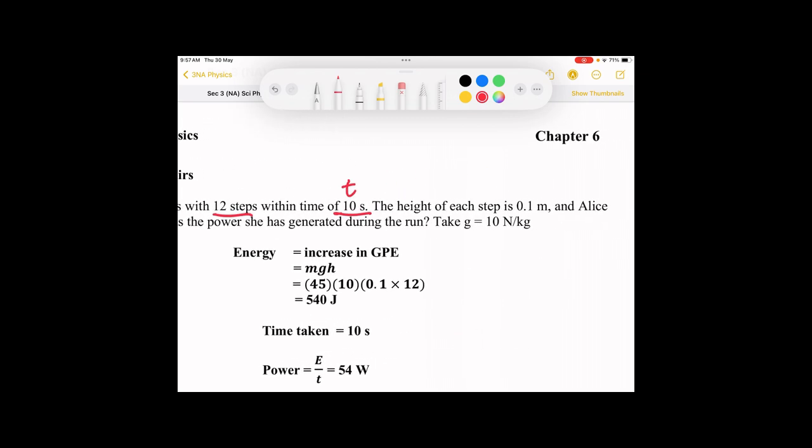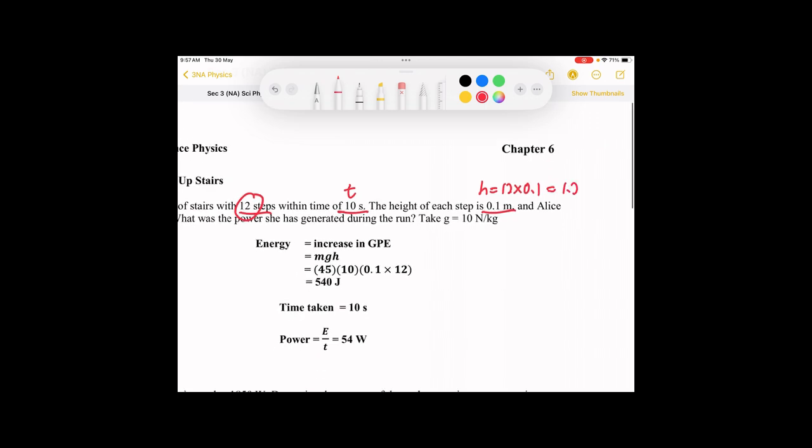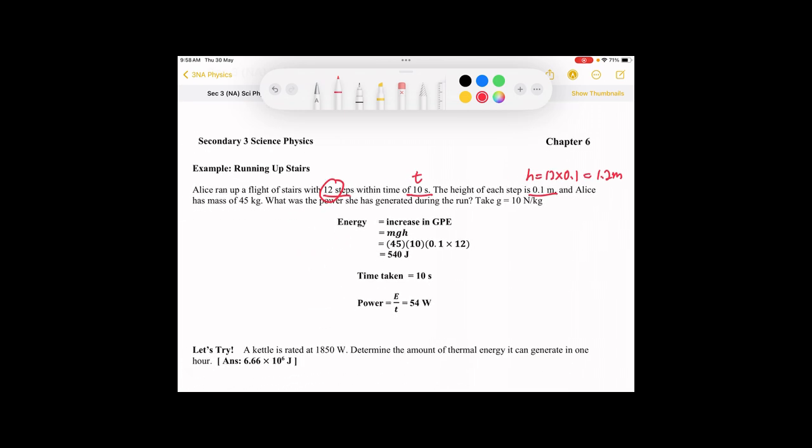But here comes the next one. The height of each step is 0.1 meters. But we should not write H over here because this is not the full height. Remember there are 12 steps here. So maybe we do a calculation here. Height is 12 times 0.1. And that gives me 1.2 meters. So this is the height. And Alice has a mass of 45 kg. What is the power output during the run?